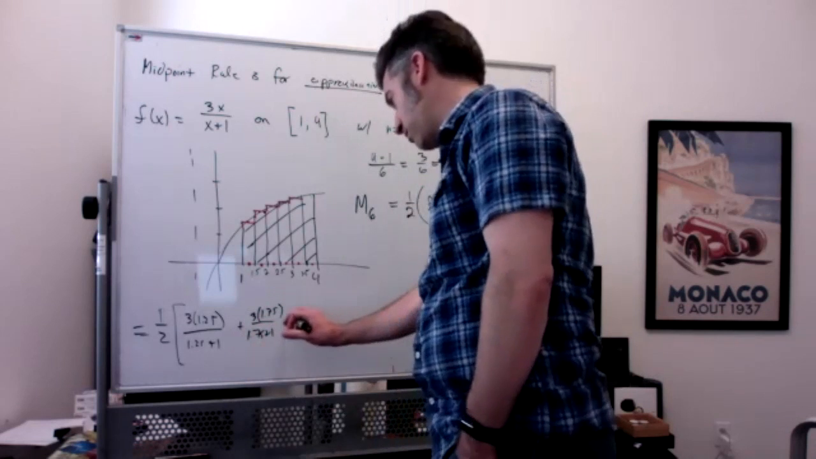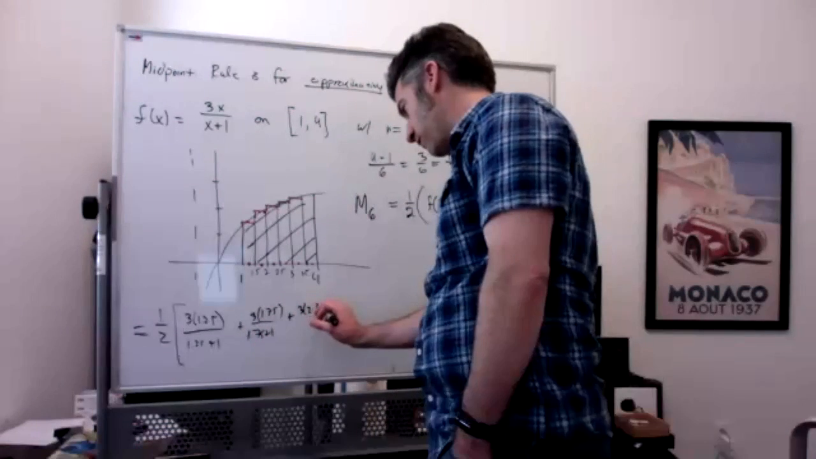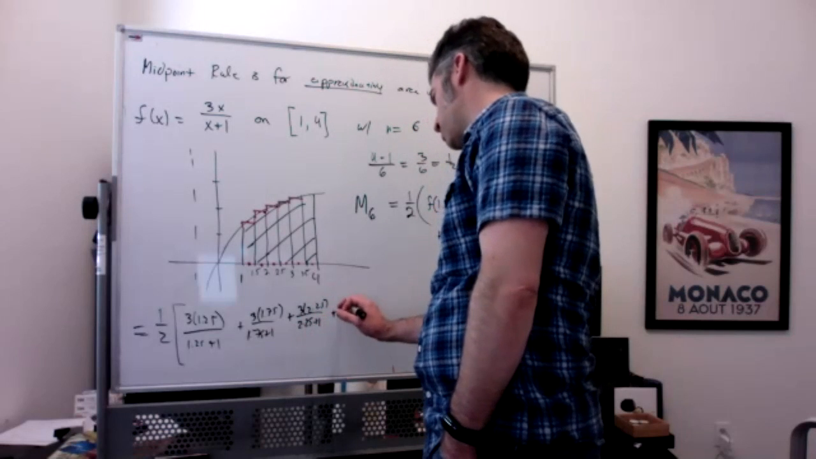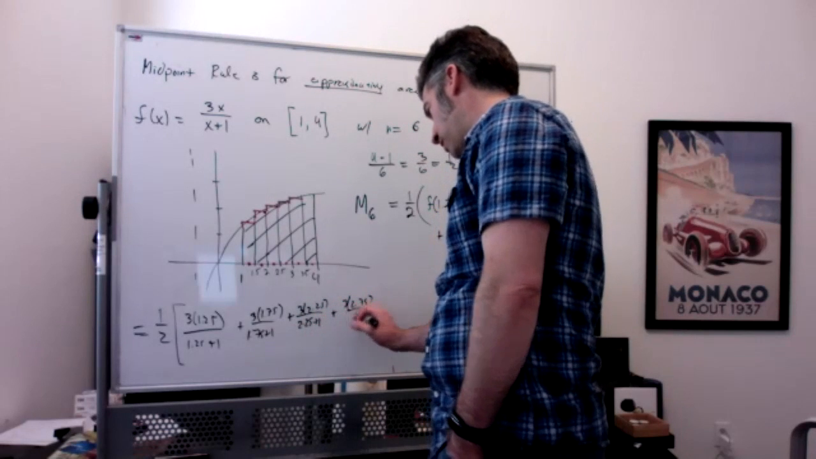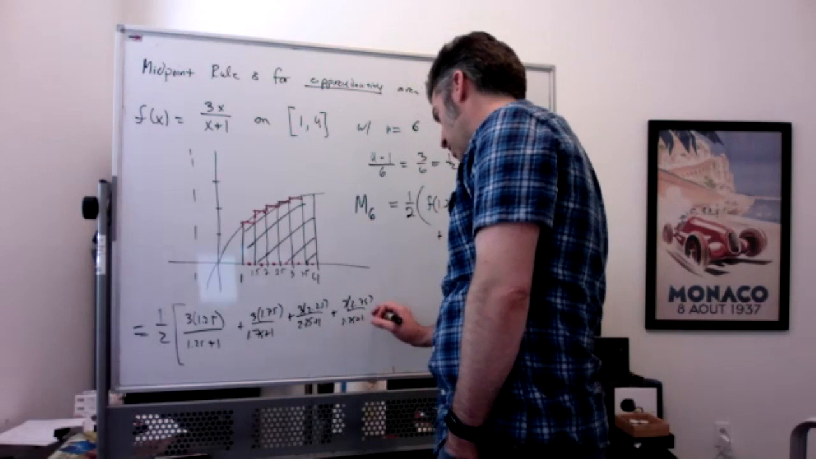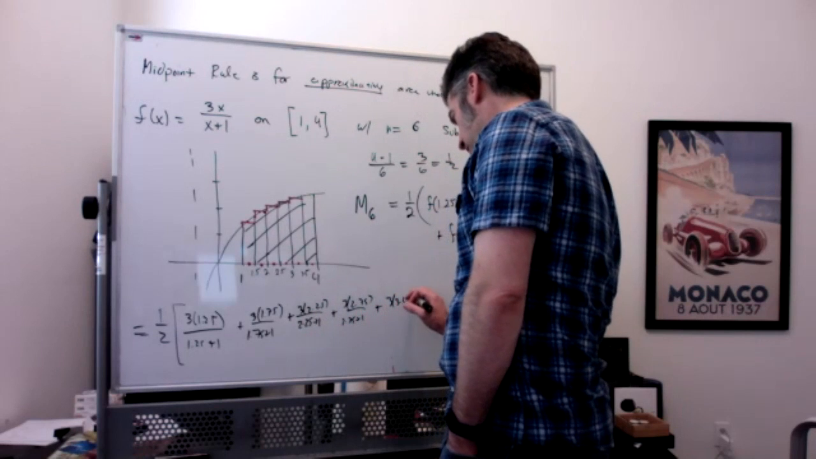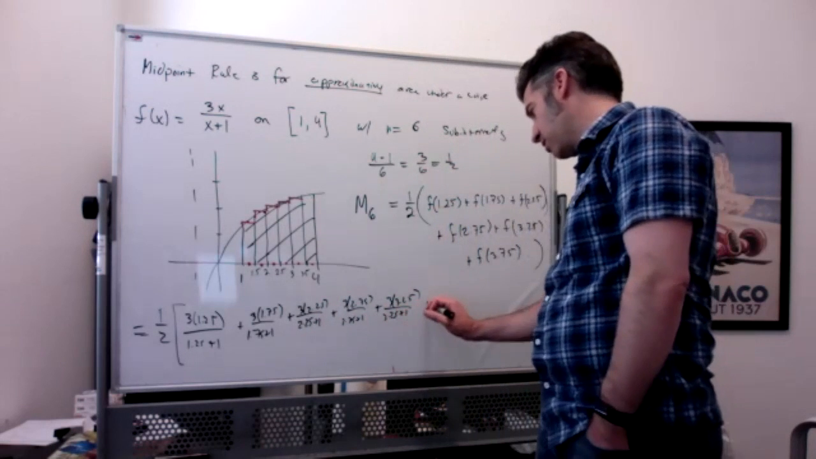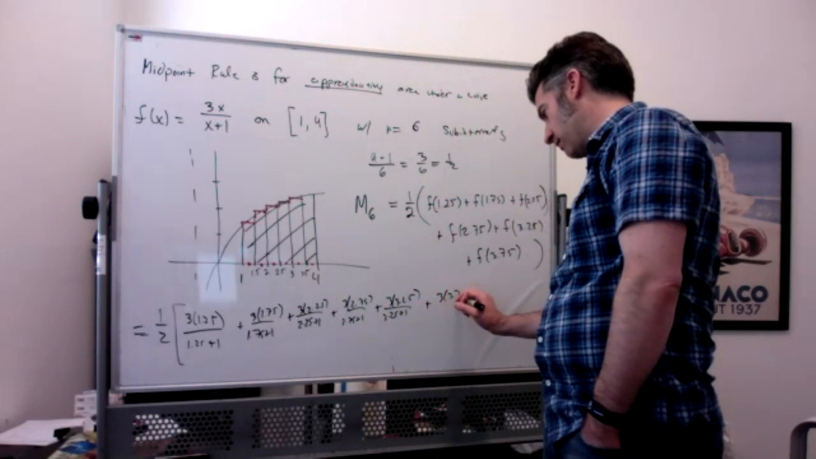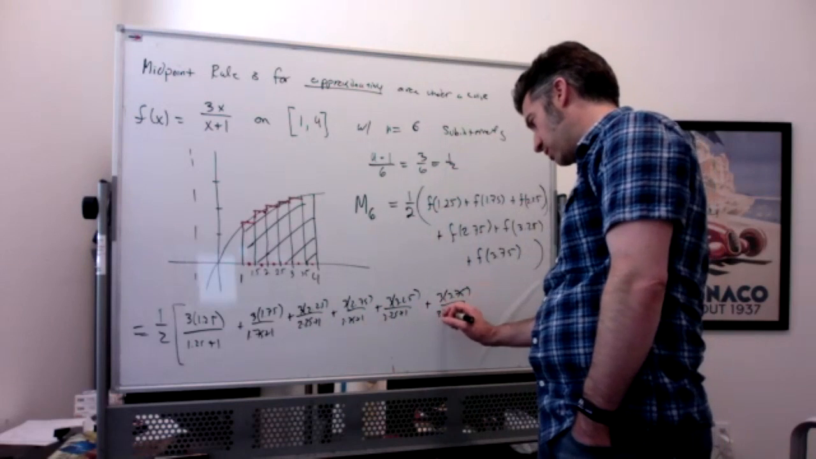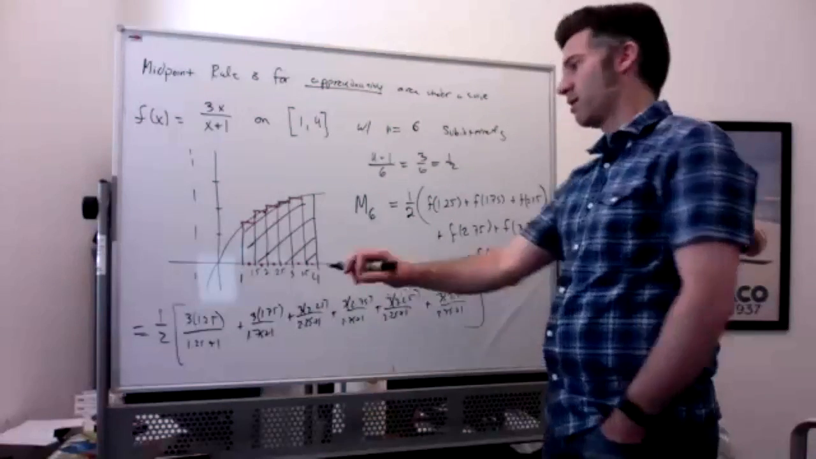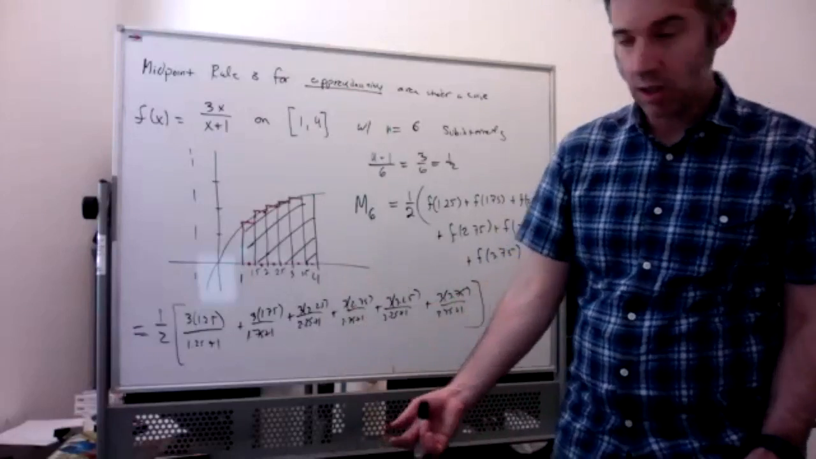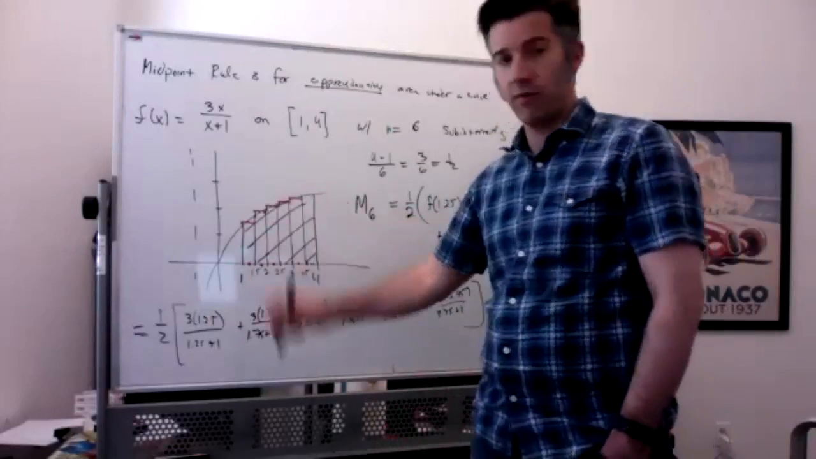And it just goes on, right? 3 times 2.25 divided by 2.25 plus 1, plus 3 times 2.75 divided by 2.75 plus 1. 3 times 3.25 divided by 3.25 plus 1. And finally, 3 times 3.75 divided by 3.75 plus 1. And that would give you an approximation of how much area is under this curve.